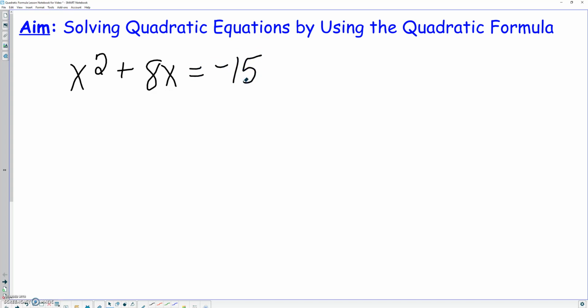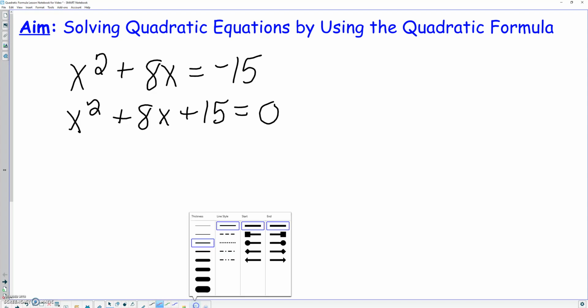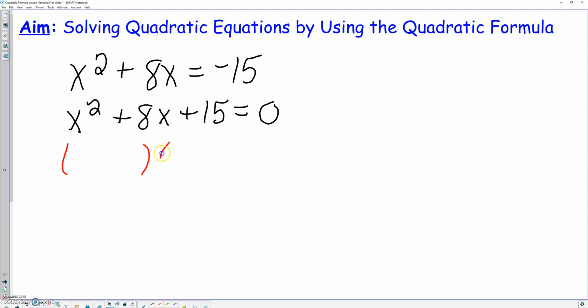To solve by factoring, the first thing we're going to do is set our equation equal to 0, so I'm going to add 15 to both sides. Then on the left-hand side, we want to factor completely. First we look for the greatest common factor, or the GCF. There is no greatest common factor for these three terms. Since we have a trinomial, we're going to try factoring using trial and error. We're going to go from a trinomial to two binomials.